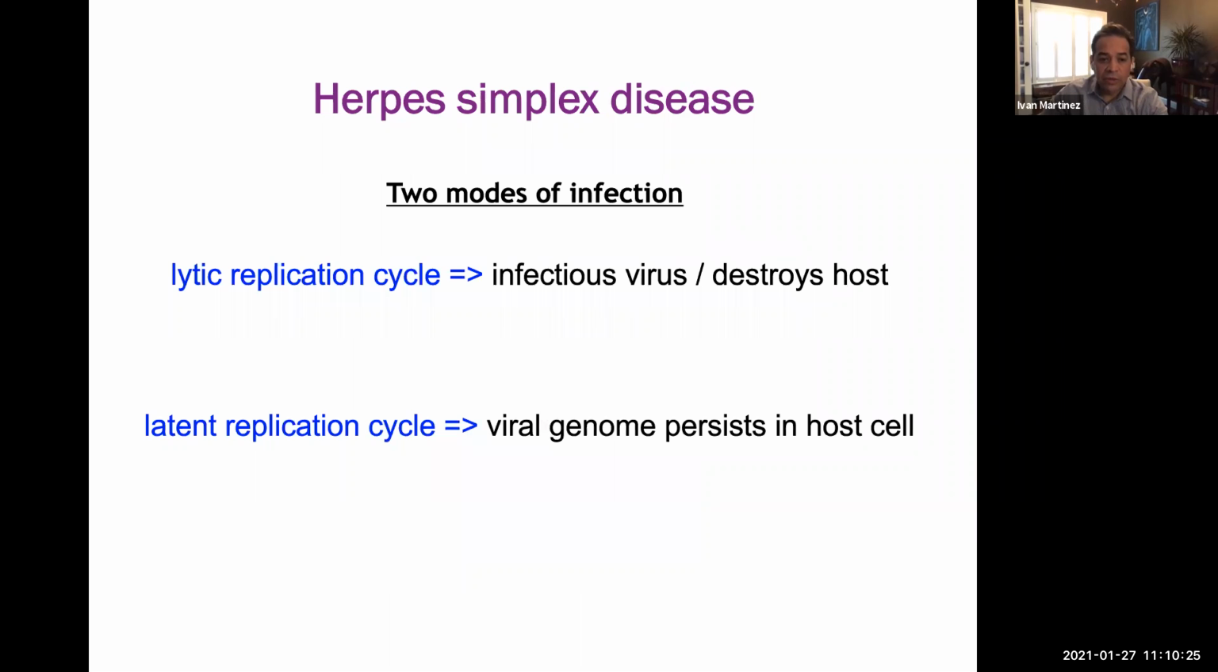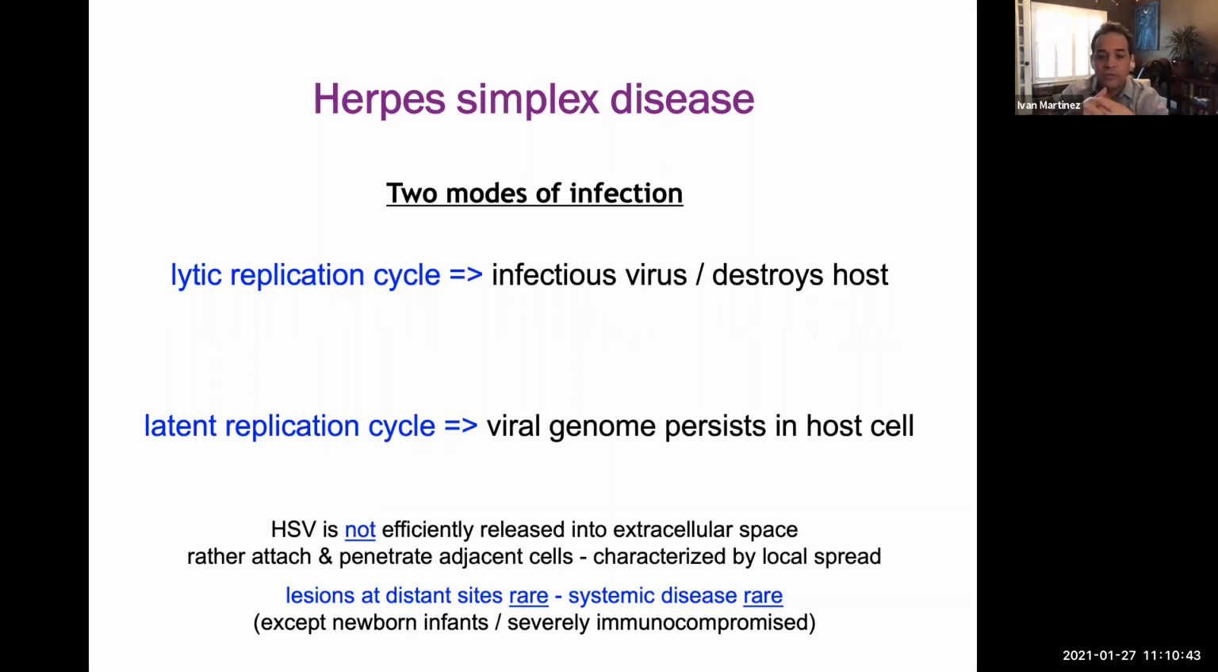There are two modes of infection. The lytic replication cycle is when the virus infects mostly the epithelium and destroys the host cells. The latent replication cycle is where the viral genome persists in the host cell. HSV is not efficiently released into the extracellular space; rather, it attaches to and penetrates adjacent cells, characterized by local spread. That's why herpes lesions are very focused, very localized in a specific area. Lesions at distant sites are rare, and systemic disease is also pretty rare, mostly in newborns or people who are severely immunocompromised.